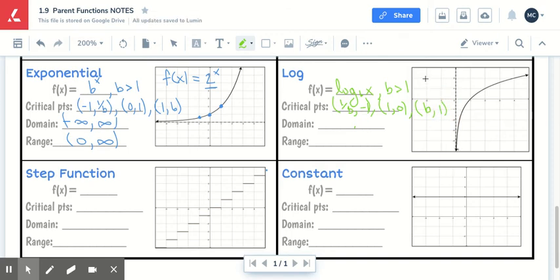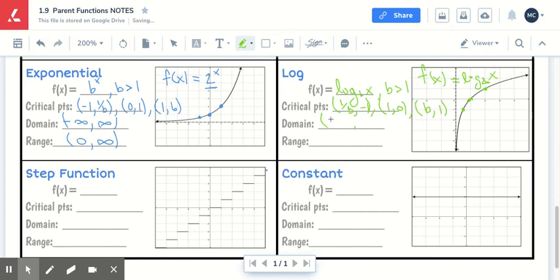And once again, on this one, this is actually f of x equals log base 2 of x. So my b value on this one is 2. So when I go to plot these critical points, 1 over b would be 1/2, and then -1. So that would be this point right here. 1, 0 is here, and 2, 1 would be right there.